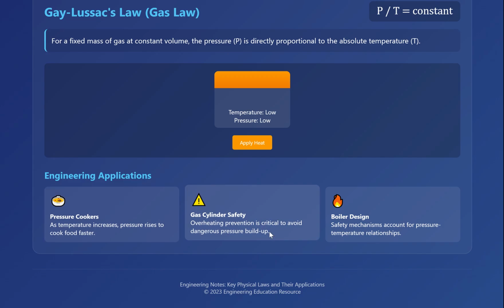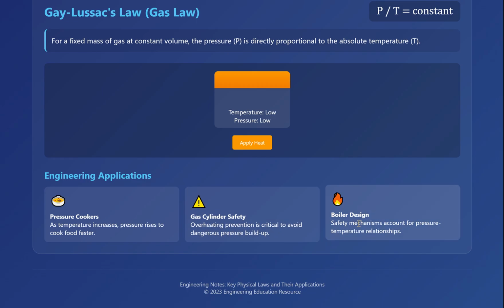Then gas cylinder safety also. Overheating prevention is very key, to avoid the pressure buildup. So for this pressure buildup, they are using Gay-Lussac's law to prevent overheating. Then also boiler design. Safety mechanisms account for the pressure-temperature relationship. They have studied this scenario for pressure and temperature, because if you don't control it, it may cause danger. So for the safety concern, they understand how they are going to design their boiler. I'm not going to explain this in detail for level 4 and level 5.